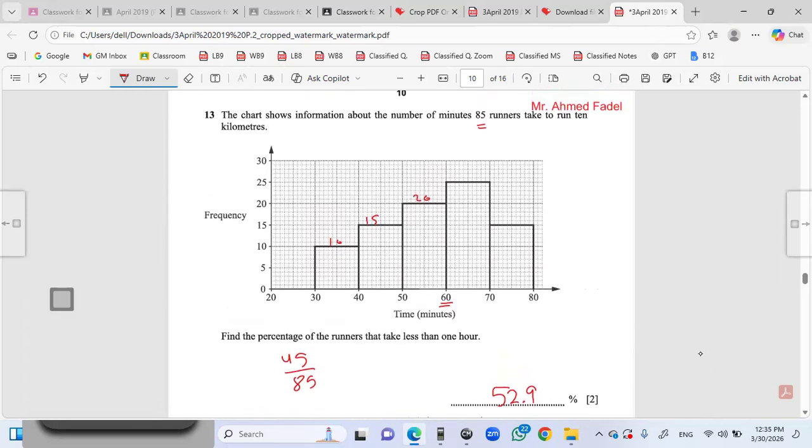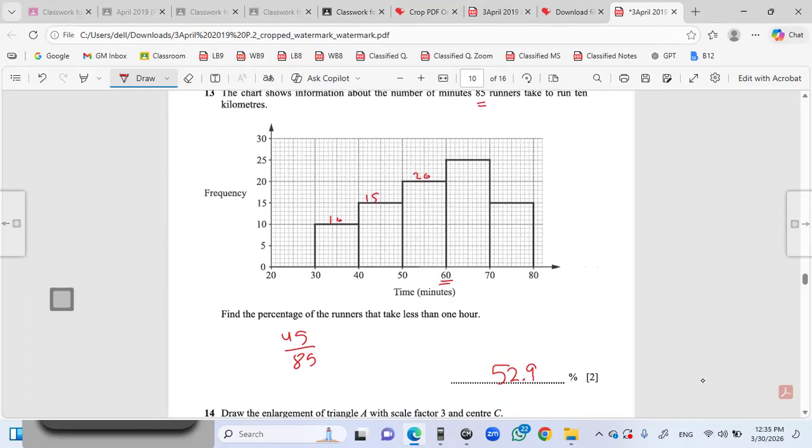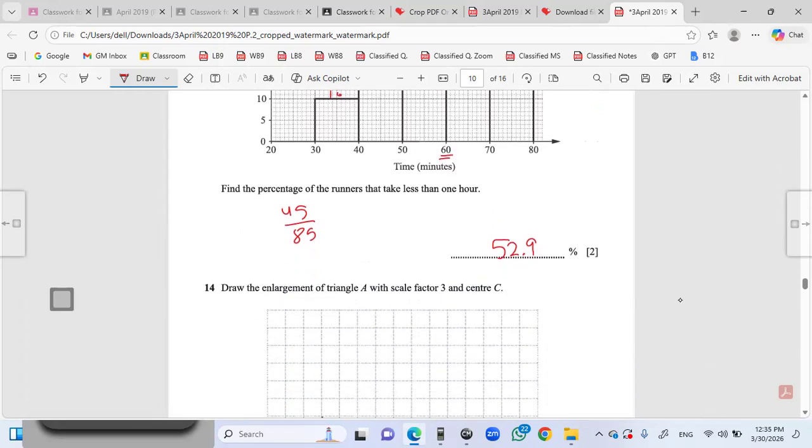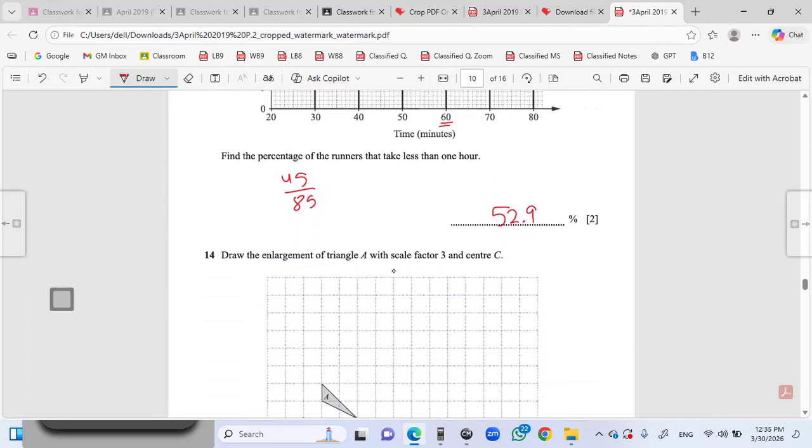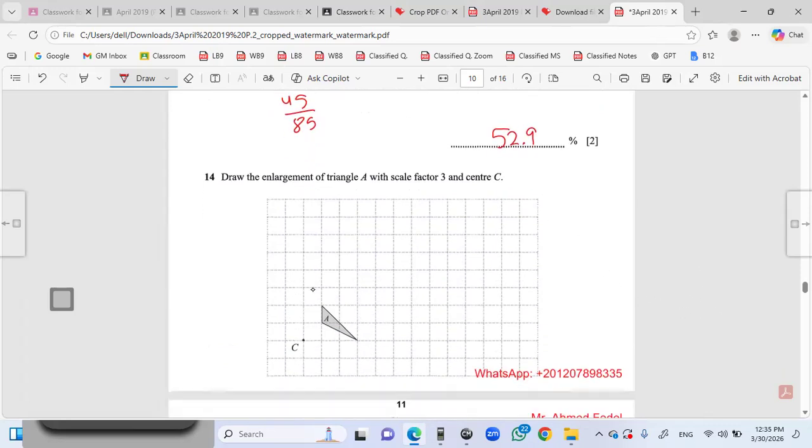All right. The next question: draw the enlargement of triangle A with scale factor 3 and center C. Here they give you the center of enlargement. They told you scale factor 3, so I'm going to start from the center of enlargement and move towards the closest vertex to point C. Here it is 1 square up, 1 square right to move to it.